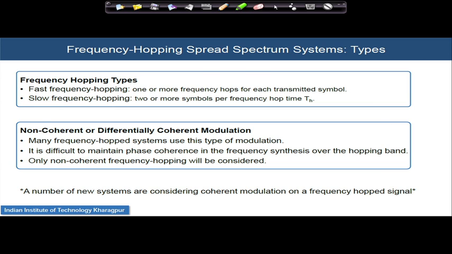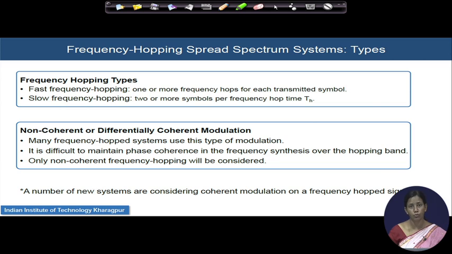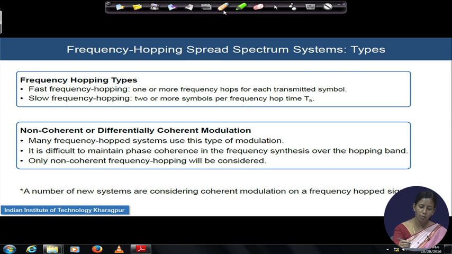Now, coming to the types of the frequency hopping spread spectrum system. There are basically two types based on the rate at which you are hopping. We call it a fast frequency hopping system or a slow frequency hopping system. The slow frequency hopping system I would like to mention first, where you will be getting 2 or more symbols per frequency hop time. So, I should tell here what the hop time is.